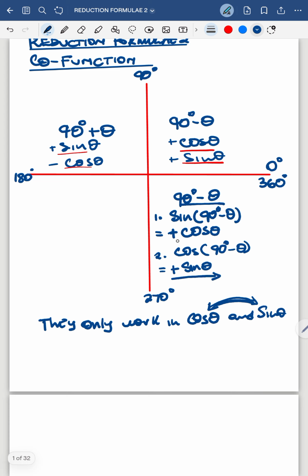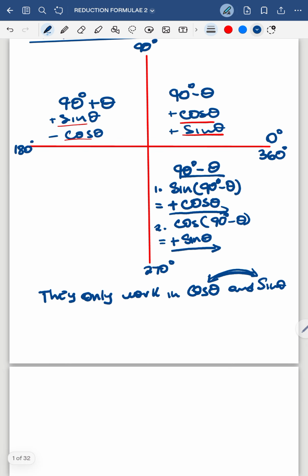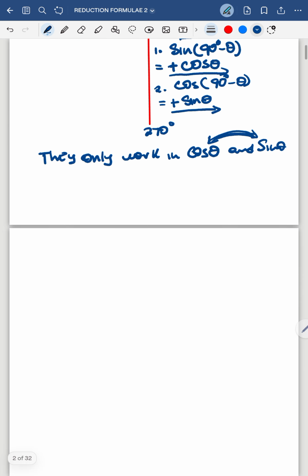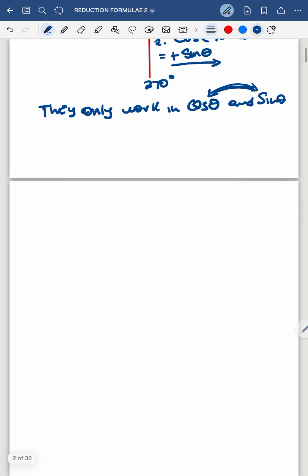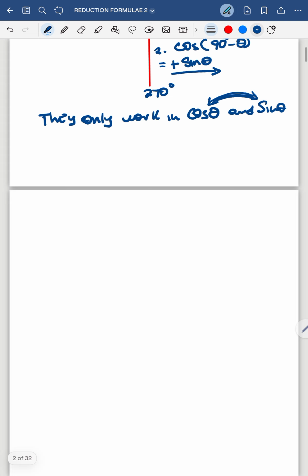These are called cofunctions. Now let's go and prove this. How to prove it? Let's start with sine of 90 degrees minus theta. Let's prove this.